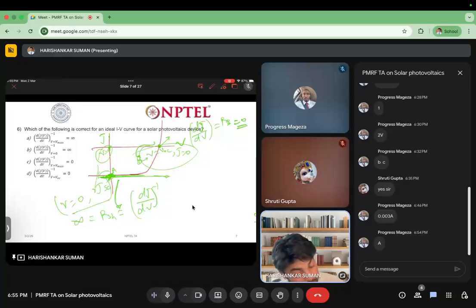Okay, so where should the maximum current be? This is V equal to 0. At JC, V should be 0. Short circuit current. So this is 1, because at infinite current, V equal to 0.